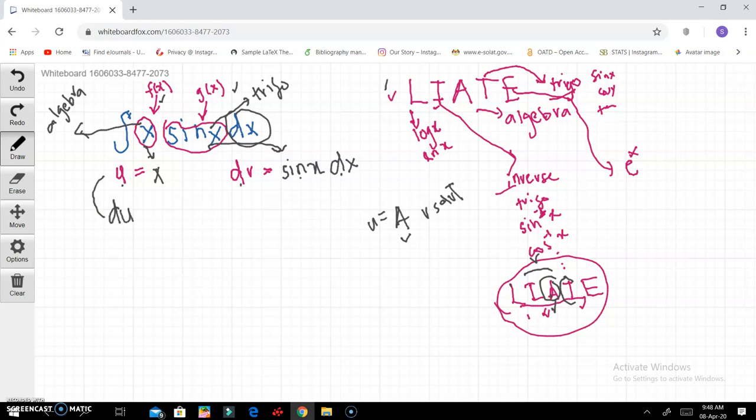From u to du, the process that we are going to use here is basically differentiation. So u to du, you need to differentiate the value of x. If we differentiate x, we are going to get 1 dx, which is dx.